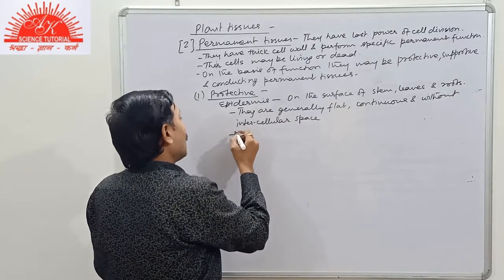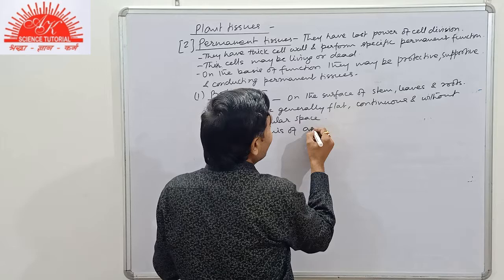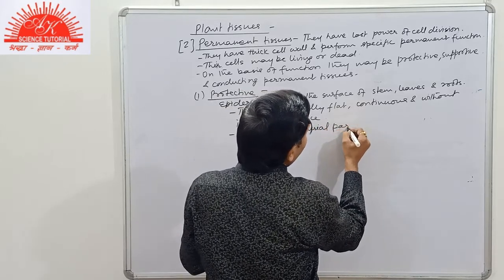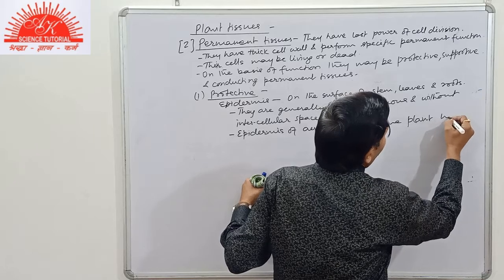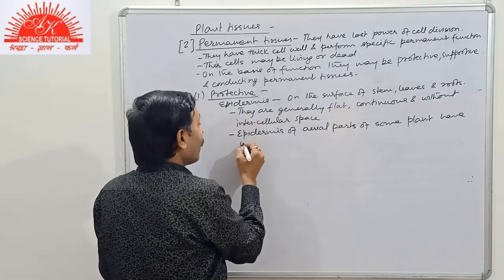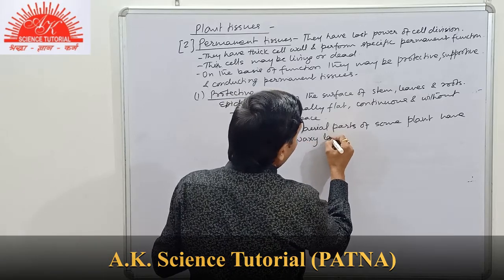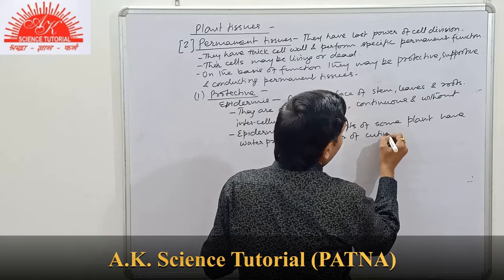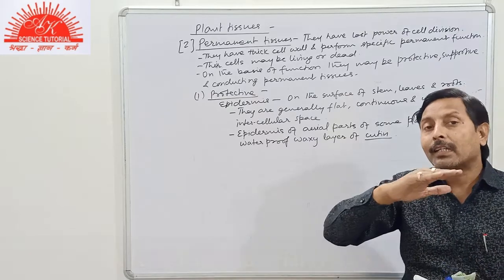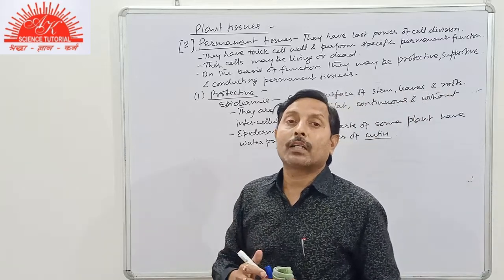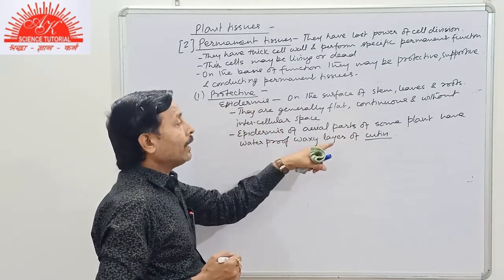Now, you see the epidermis of the aerial part of some plants. Some plants have a waterproof waxy layer of cutin. Like on the surface of the epidermis of the leaf of plants, there is a waxy layer called cuticle that prevents loss of water by evaporation. So they help in preventing the loss of water by evaporation.